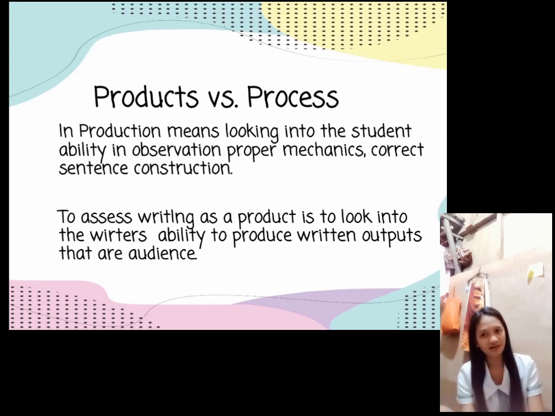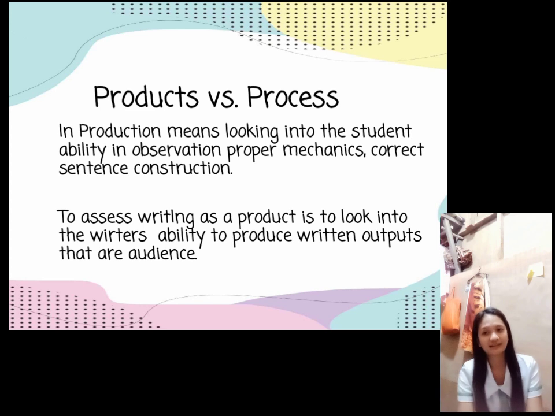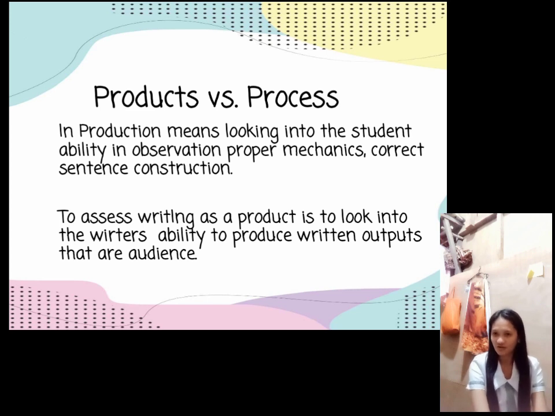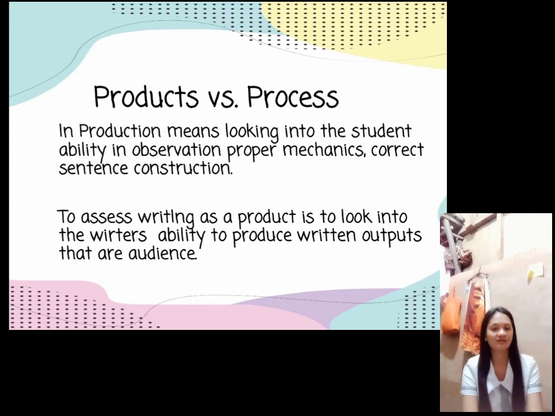Product means looking into the student's ability to observe proper mechanics, correct sentence construction and cohesion. To assess writing as a product is to look into a writer's ability to produce written outputs that suit the audience. Both the product and the process are the capability of all students. Especially when we engage them in writing, to avoid bias, we need to correct them.